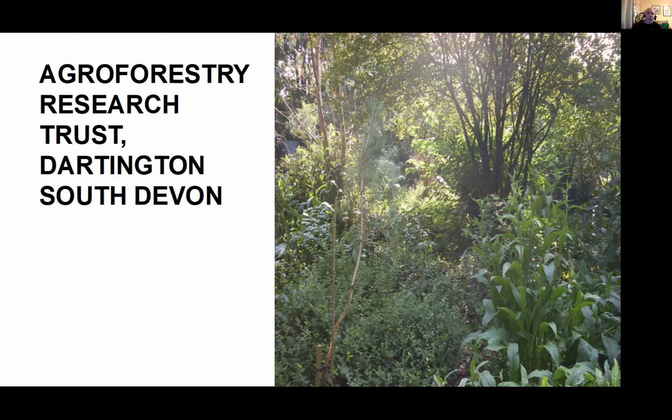So I think Martin Crawford very much moved on a lot of Robert Hart's ideas and developed them. And that's a place that's very worth visiting if ever you get a chance down there. I think he does tours and things like that. So I guess they were two of the main pioneering projects of forest gardening.